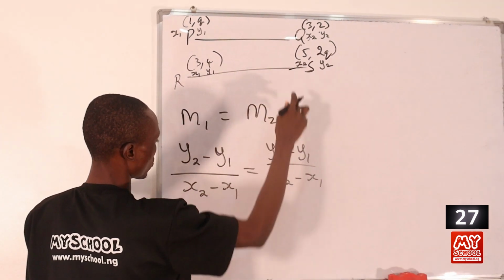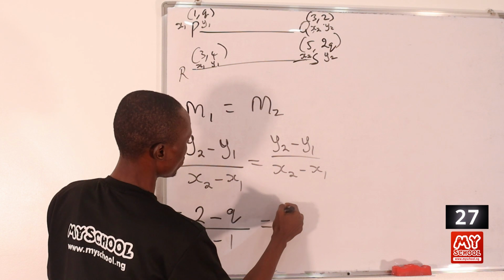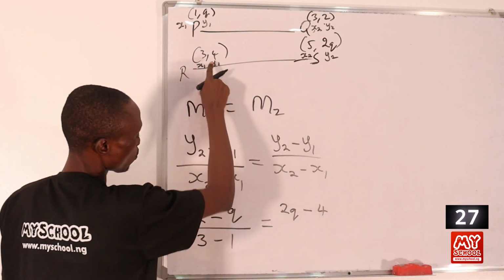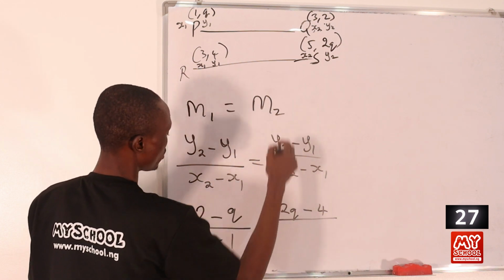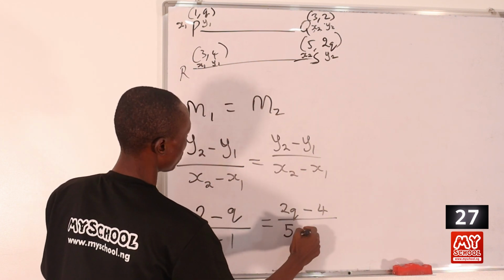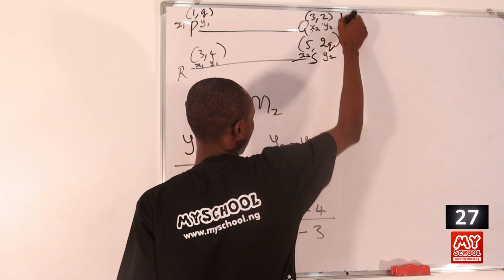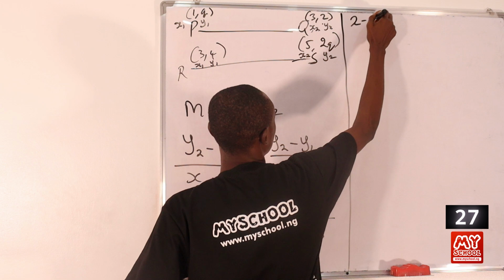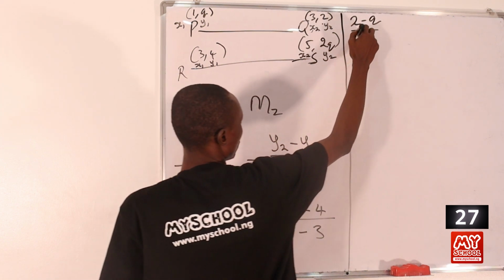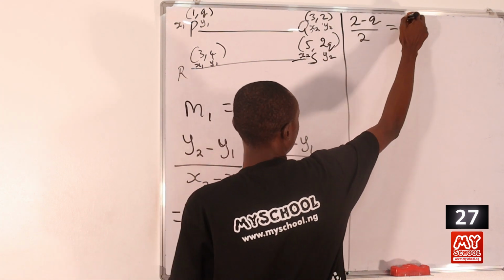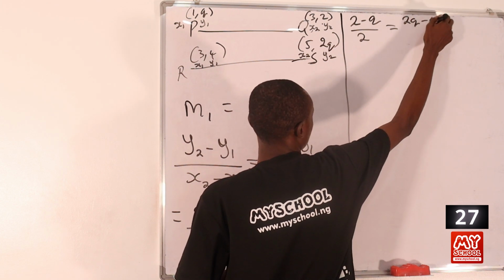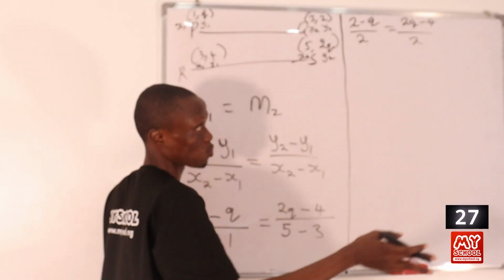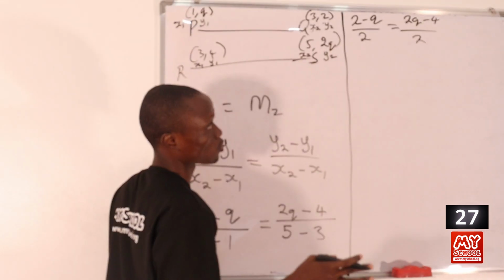So let's do it for the second line. For the second line, our y2 is 2q, then minus 4 for our y1, over our x2 is 5, then minus 3. So we'll be having, for the first line, 2 minus q all over 2 is equals to, for the second line, 2q minus 4 all over 2. Okay, so we have two fractions that are equal to each other, so we simply cross multiply.